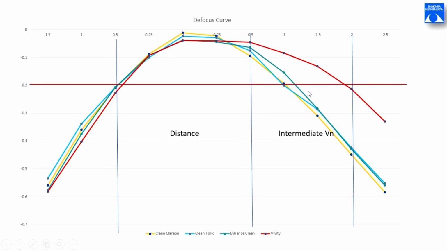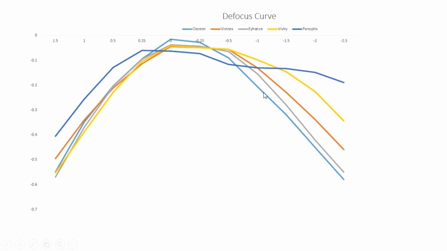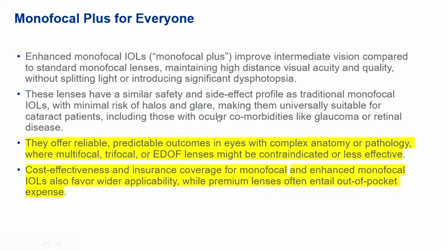So you get something like -2 to -3 in this range. Here is where we added a Vivity and Panoptix comparison. This is the Vivity, whereas the Panoptix gives you better vision. We had Vivinex Impress showing slightly better results compared with Eyhance and Clareon. So these were the defocus curves of all the lenses which we had tested.